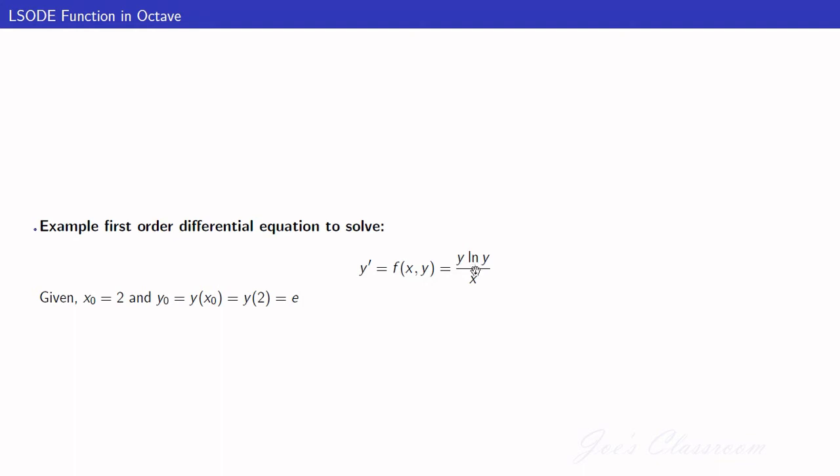And to solve any differential equation, you need the initial conditions, initial values for the independent variable as well as the solution variable. Here the independent variable is x and the solution variable is y. The initial value for the independent variable is 2 and the initial value for the solution variable is e. With this, we will see how we can create a script file to solve this differential equation.